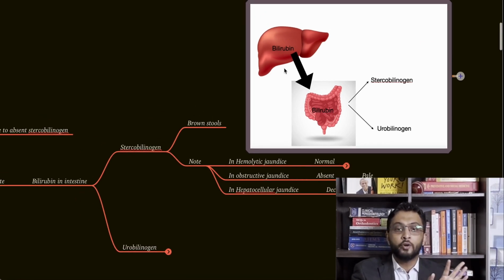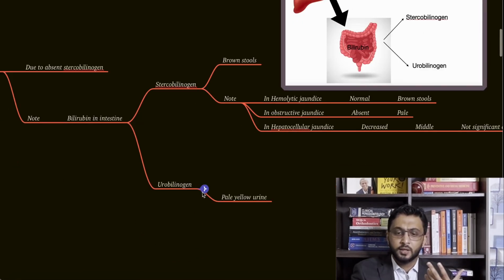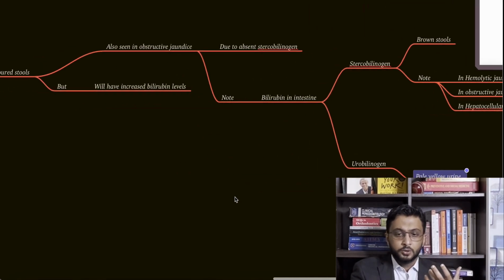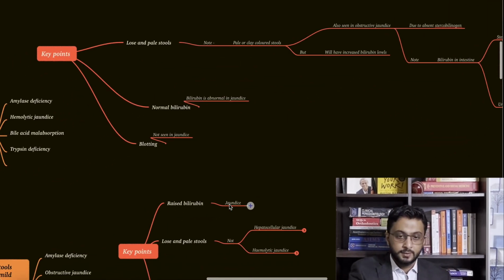There is lots of bilirubin formed. All the bilirubin comes to the intestine, stercobilinogen is formed, and definitely the normal brown colored stools will be there. So in obstructive jaundice, stercobilinogen is absent and you get pale colored stools, whereas in all others stercobilinogen is present, so you get brown stools. Urobilinogen is the second compound, which is excreted through the urine and produces a pale yellow color. If you want more details, there is a lecture on GIT; you can go through that.